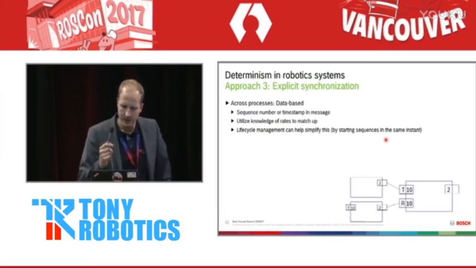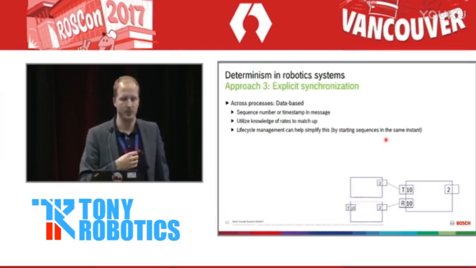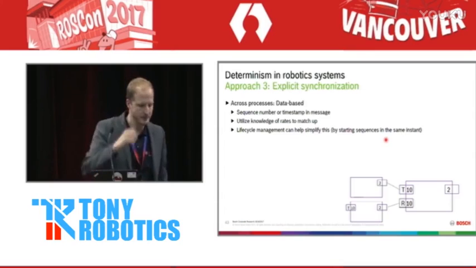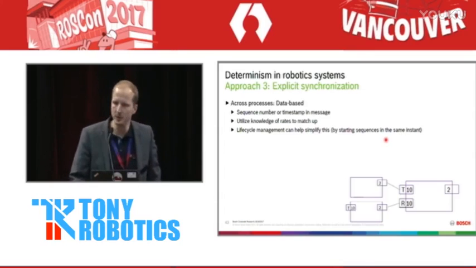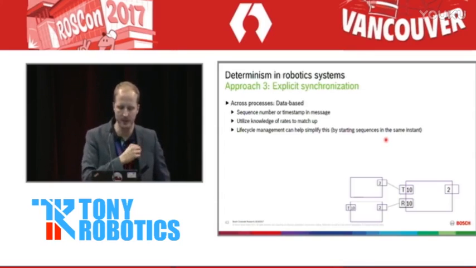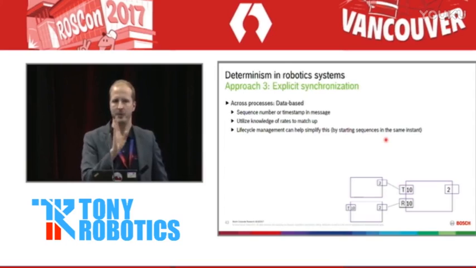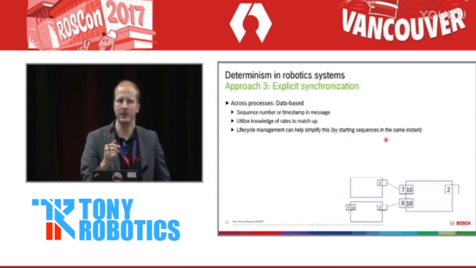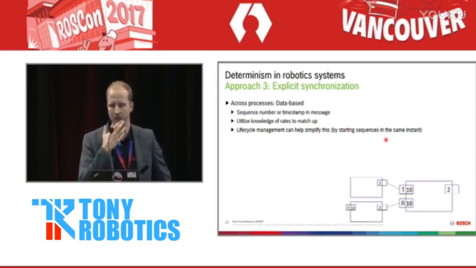And then, of course, the last approach, which is the one that's mostly used in ROS, is explicit synchronization. You put a sequence number or a timestamp in the message. Most people do this on the timestamp. But if you have the synchronized starts that I described before, then you can actually do it on the sequence number. And this is also quite useful for many things. Also, when you don't have timestamps, you can still use the sequence number.